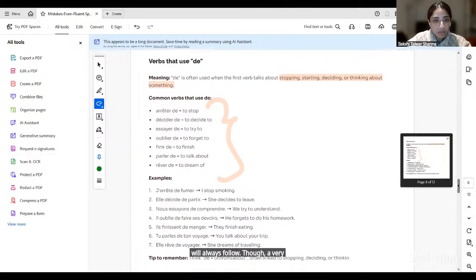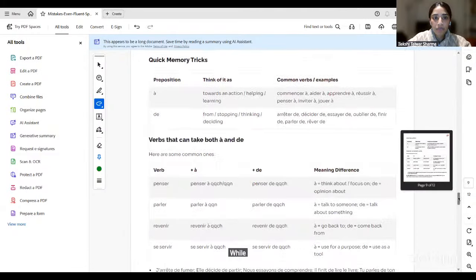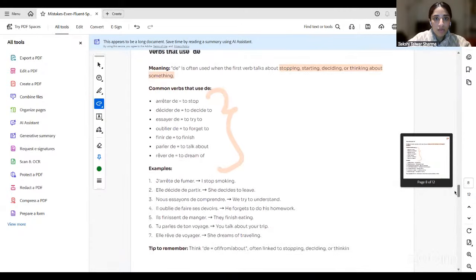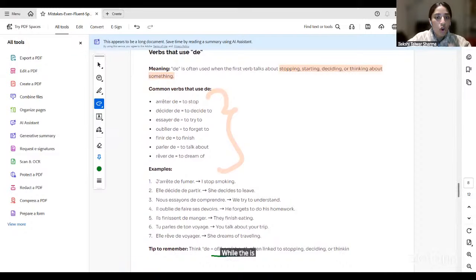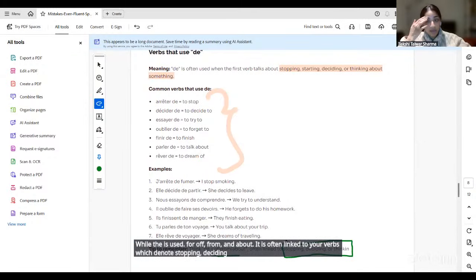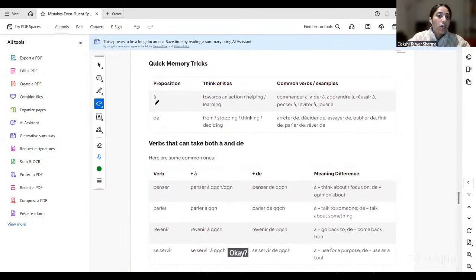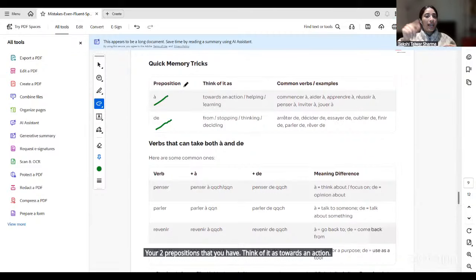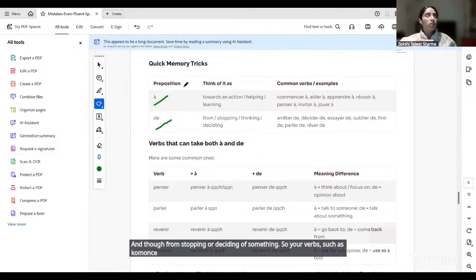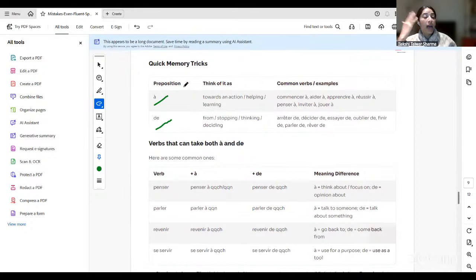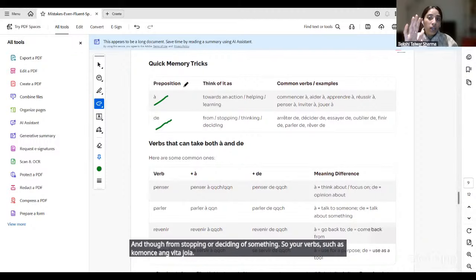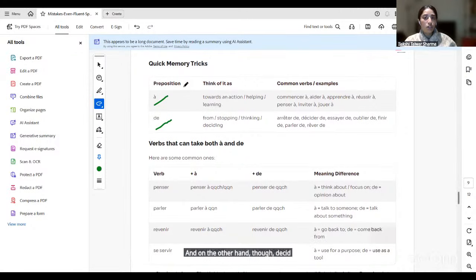A very simple tip for you guys would be, while de is used for of, from, and about, it is often linked to your verbs which denote stopping, deciding, or thinking of someone. Okay? Of your two prepositions that you have, think of à as towards an action and de as from, stopping or deciding of something. So your verbs such as commencer à, aider à, apprendre à, réussir à, penser à, réfléchir à, inviter à, jouer à. And on the other hand, de: arrêter de, décider de, essayer de, parler de.